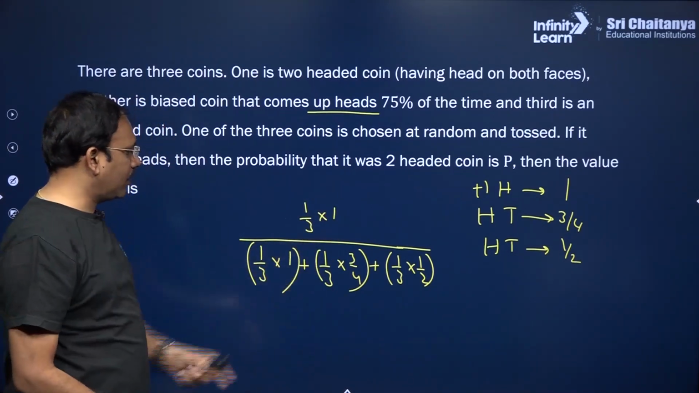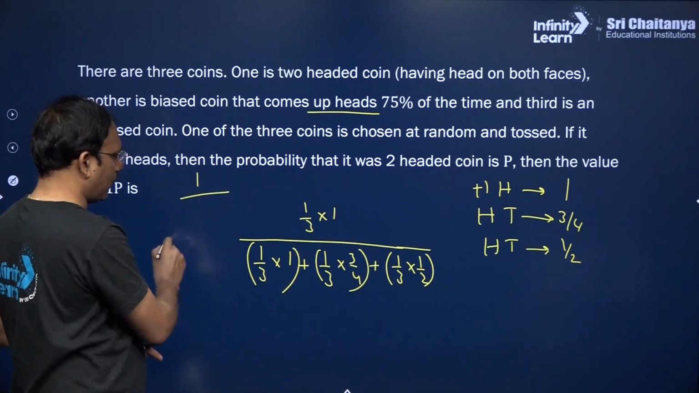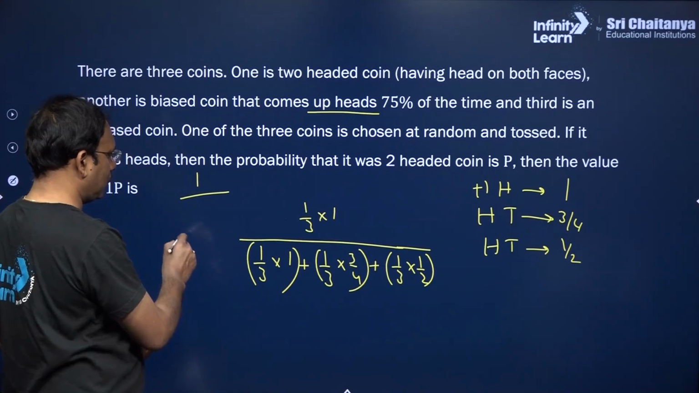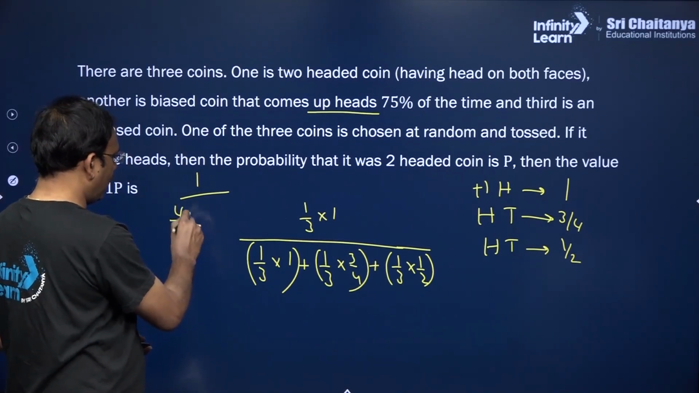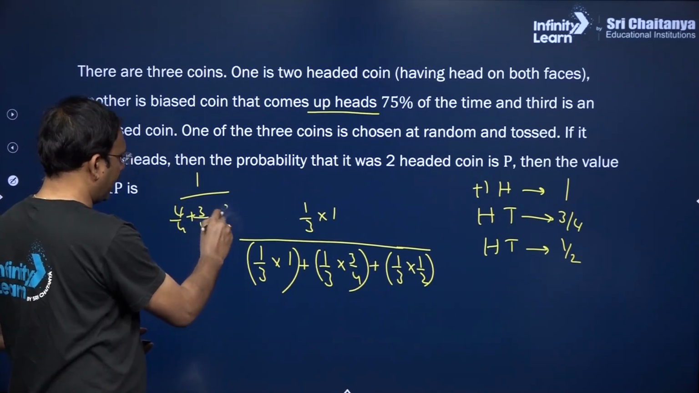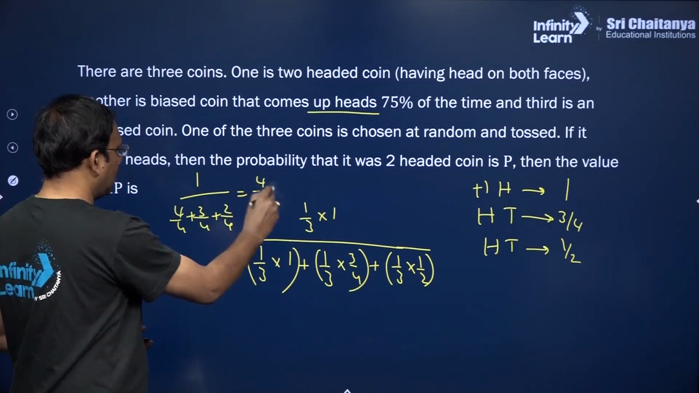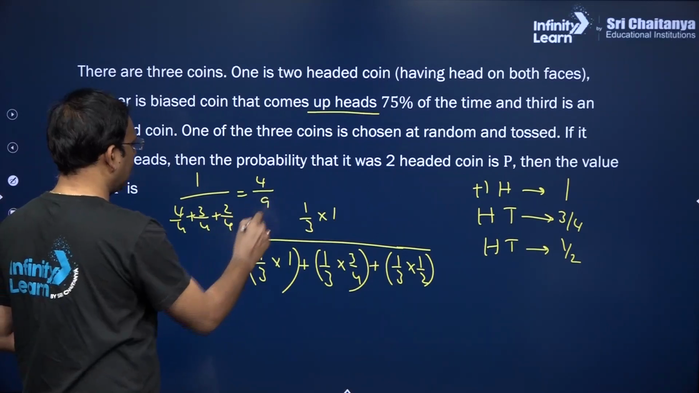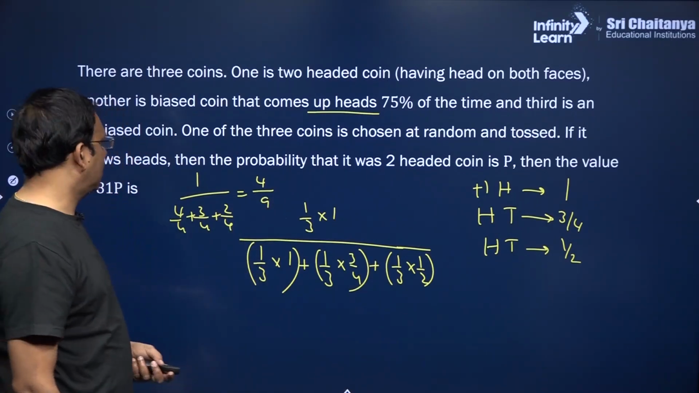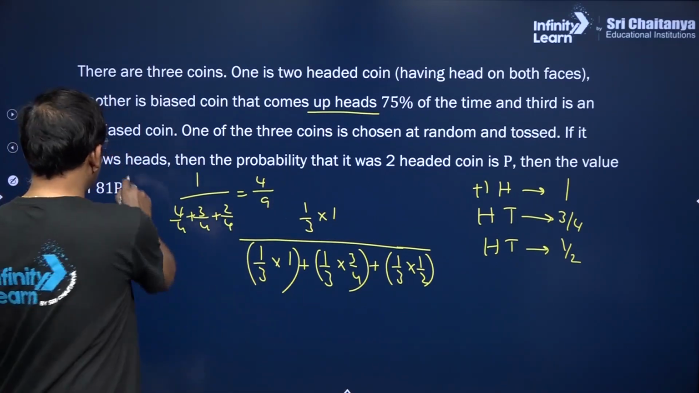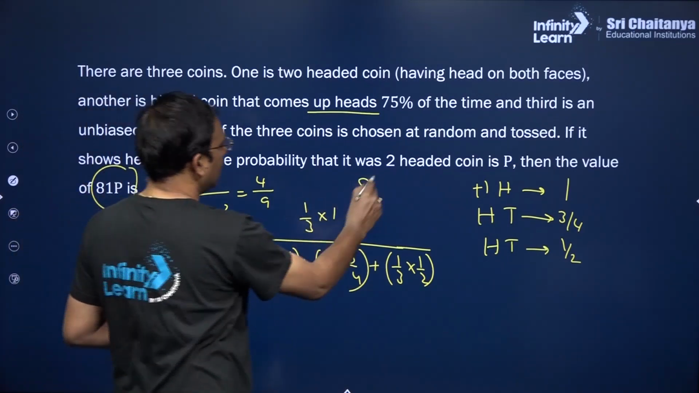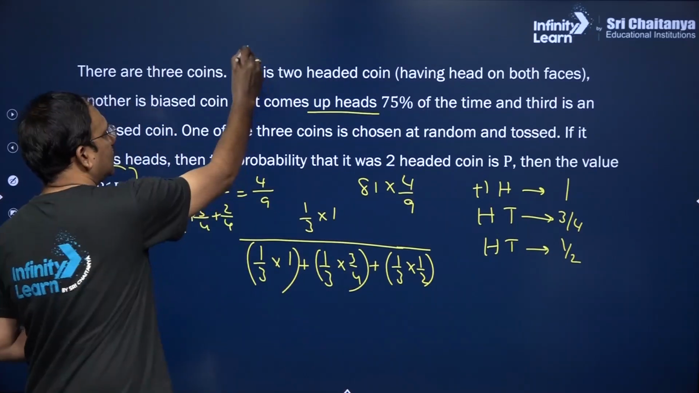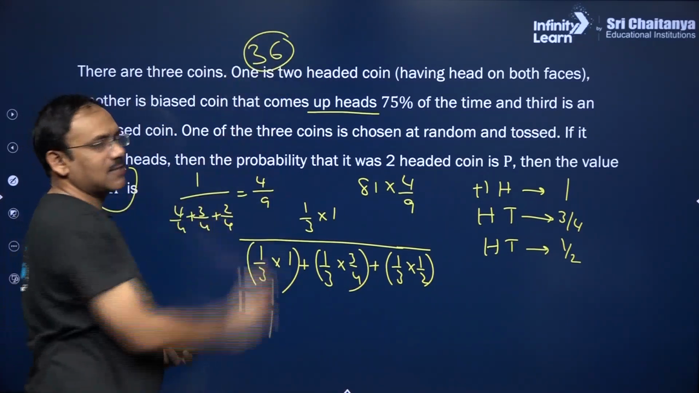So you can cancel 1 by 3 in all, you are going to get 4 by 4, 3 by 4, 2 by 4, which I can say 4 by 9. 4 by 9 is the probability, which is P, my dear friends, but he is expecting 81P. 81 into 4 by 9, 36 is the answer, my dear friends.